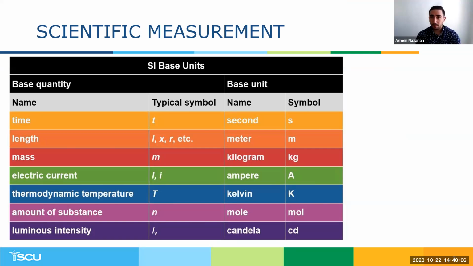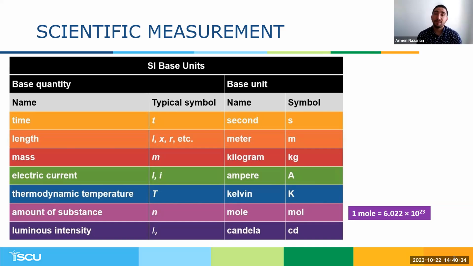Those are the ones you can see on the screen, but the most common ones are time, length, mass, thermodynamic temperature, and amount of substance. You probably are very familiar with the units of the first 4, but amount of substance might be a little new to you. Unit for that is mole. 1 mole of anything is 6.022 times 10^23 of that thing. It's also known as the Avogadro's number.